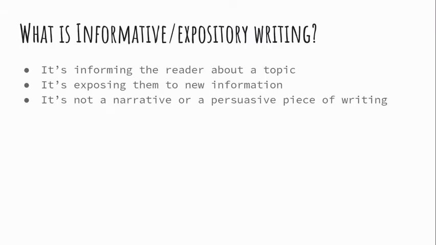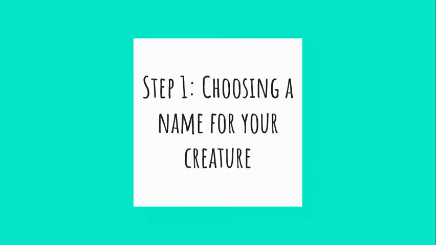So what is informative or expository writing? The first thing is that it's informing the reader about a topic. The second thing is that it's exposing them to new information. And the third thing that's really important to understand is that this is not a narrative, which means you're not telling a story. And it's not a persuasive piece of writing, which means you're not trying to convince anyone of anything. You're just giving them information.